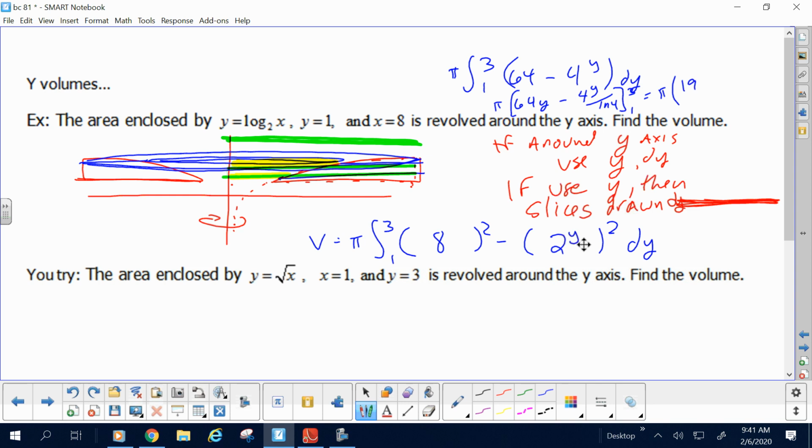192 minus 4 to the third, 64 over log 4, minus... I really did a bad job of budgeting my space. 1 goes in, what do I get? 64 minus 4 over log 4, yay.